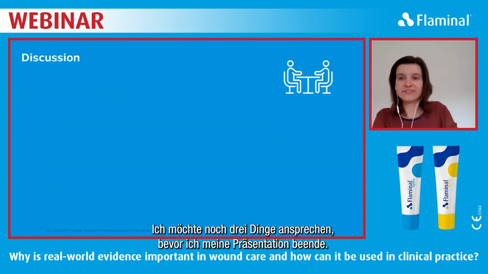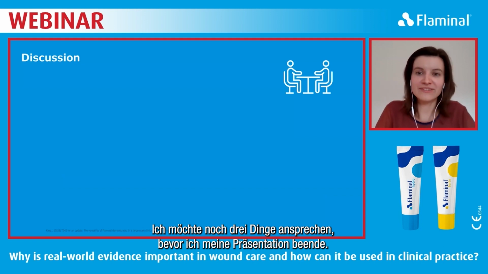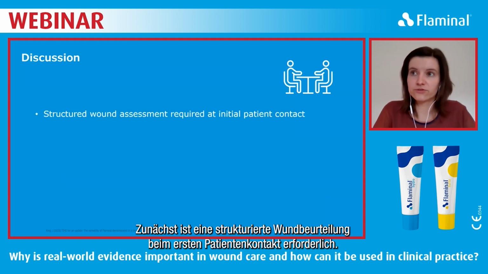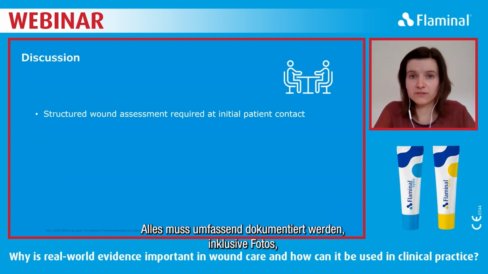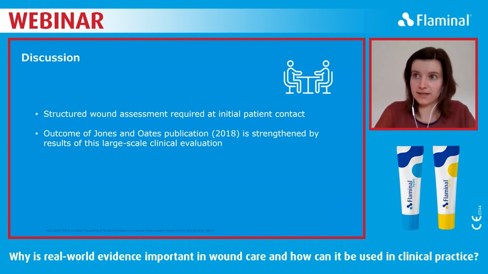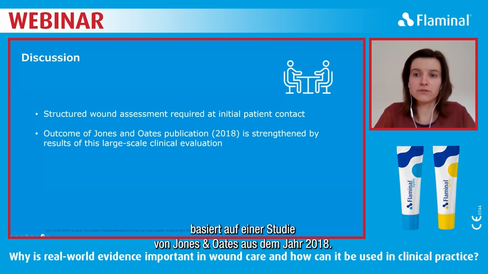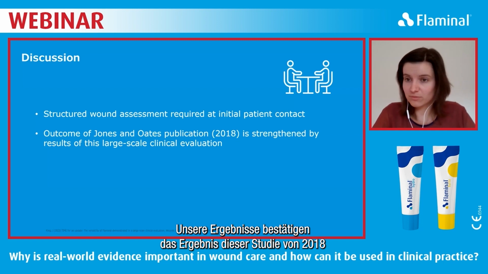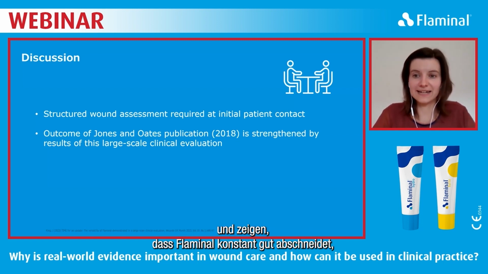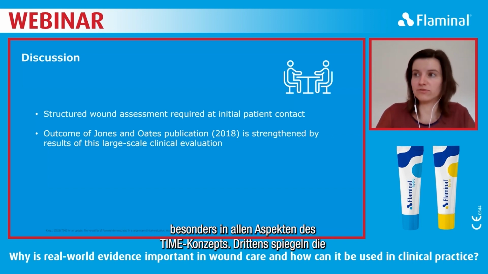3 points of discussion still before it's time to conclude this presentation. First, a structured wound assessment is required at the initial patient contact with a documented holistic framework, including photographs, including measurements. As mentioned, this product evaluation and the data obtained with it build further onto the Jones and Oates publication of 2018. The results strengthen the outcome of the 2018 publication and highlight the ongoing performance of Flaminal in addressing every aspect of the TIME framework.